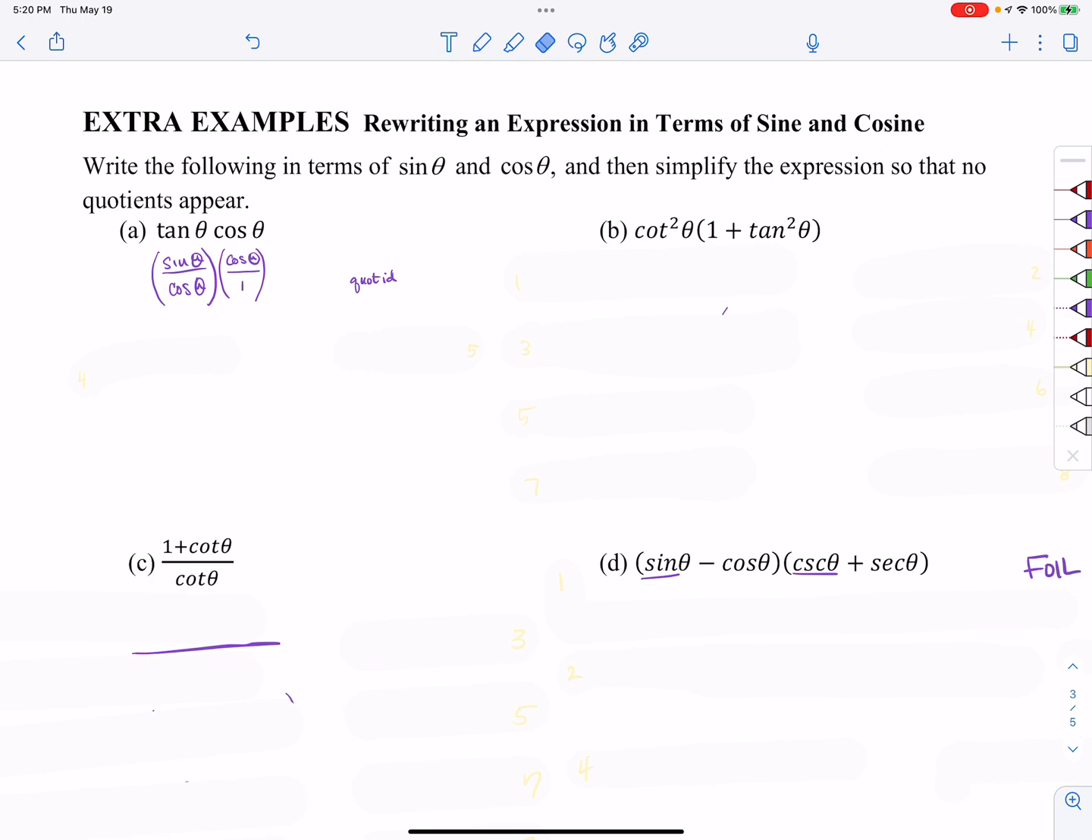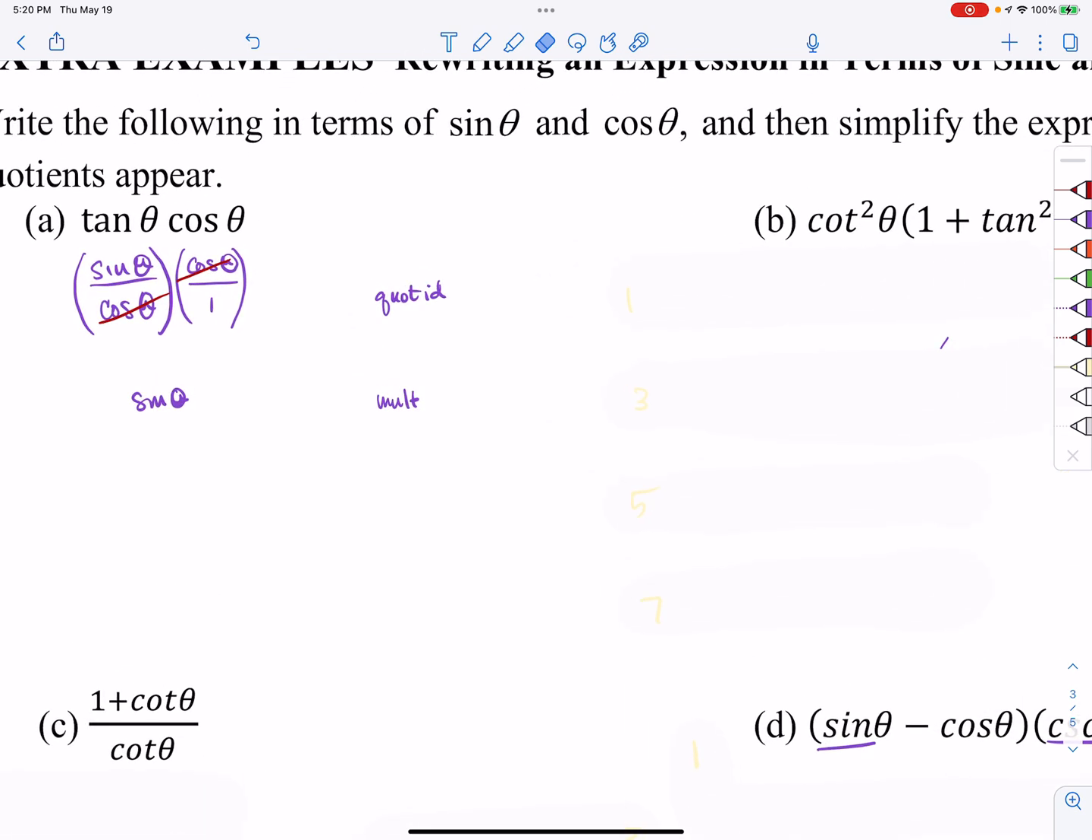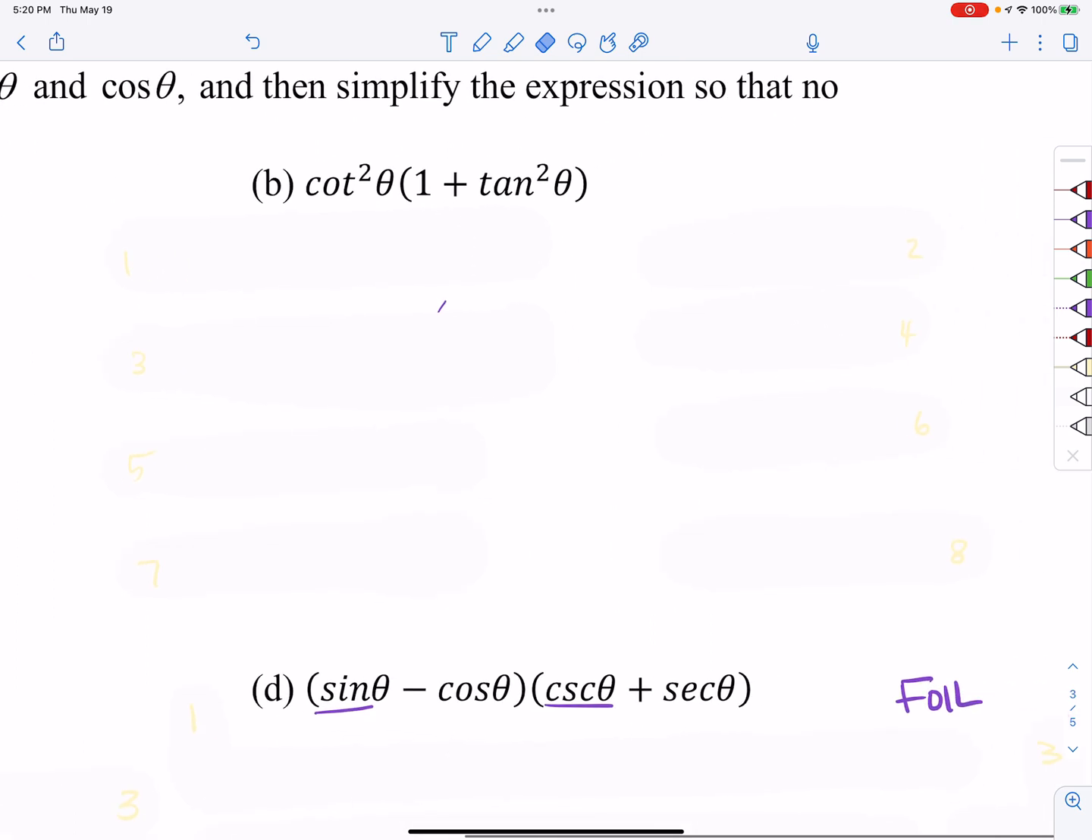And then I can multiply, but notice that before I multiply, I am allowed to cancel that pair of cosines. And so when I multiply, I'm going to get sine of theta, and that's just done by multiplication. All right, part B.